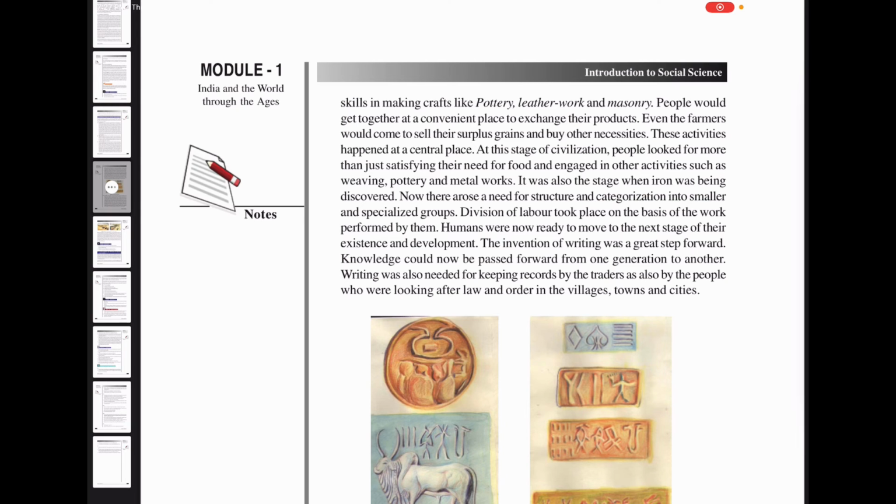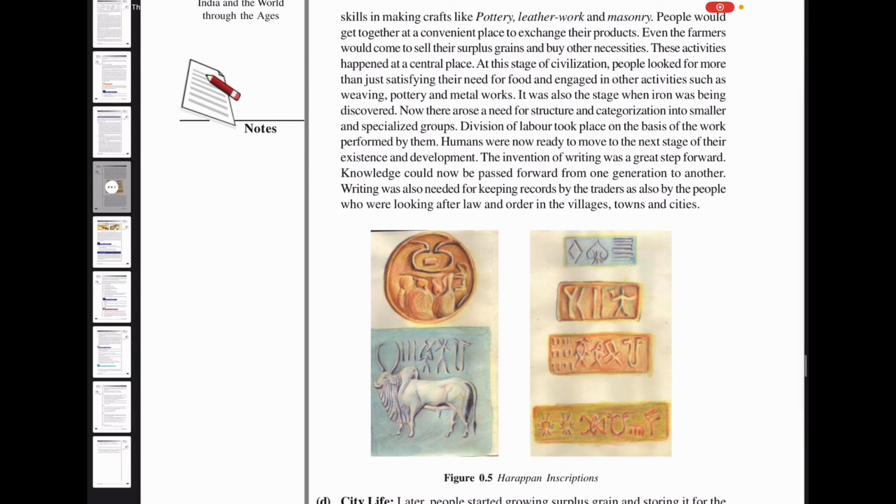Their invention of writing was a great step forward. Knowledge could now be passed forward from one generation to another. Writing was also needed for keeping records by the traders, as also by the people who were looking after law and order in the villages, towns, and cities.